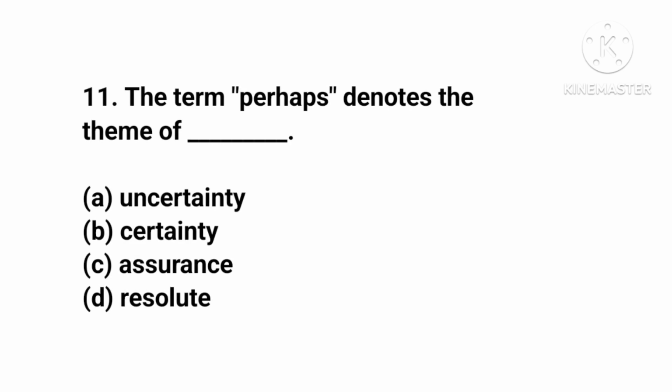Now number 11. The term perhaps denotes the theme of dash. Option A, uncertainty. Option B, certainty. Option C, assurance. Or option D, resolute. Very good. It means uncertainty. The term perhaps evokes a sense of uncertainty.